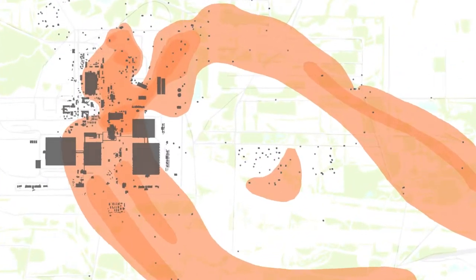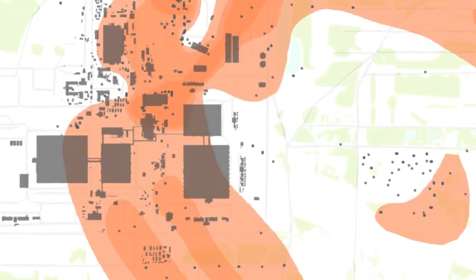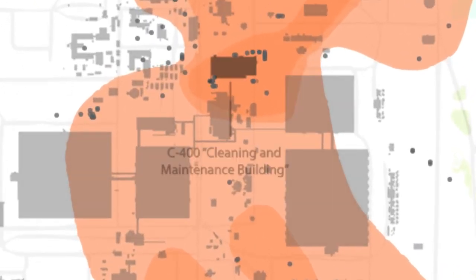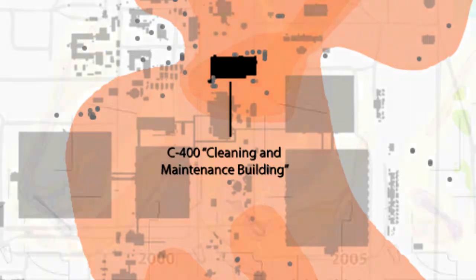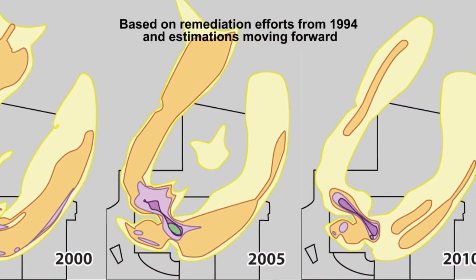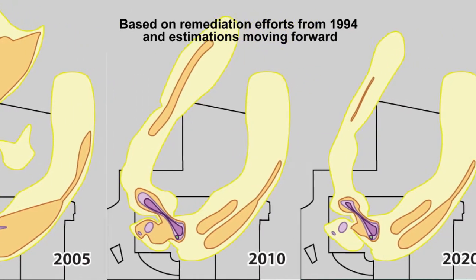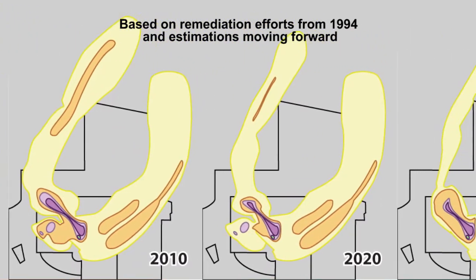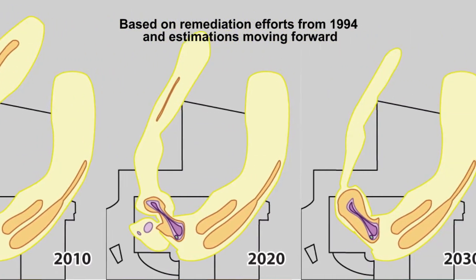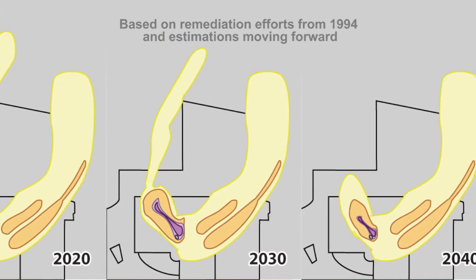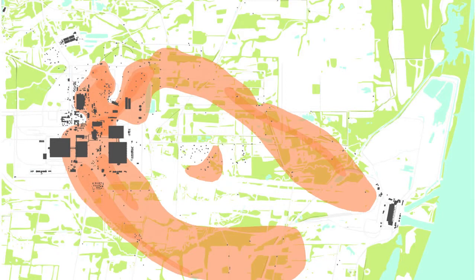On this model, you can see the primary source of contamination is located at a building called C400 Cleaning and Maintenance Building. Over the years, the groundwater contamination plume has moved off-site toward the Ohio River. The green and blue shapes on the model represent the heavily wooded areas and bodies of water.